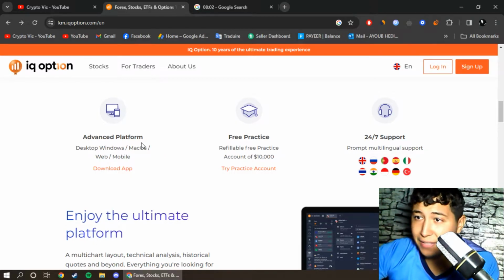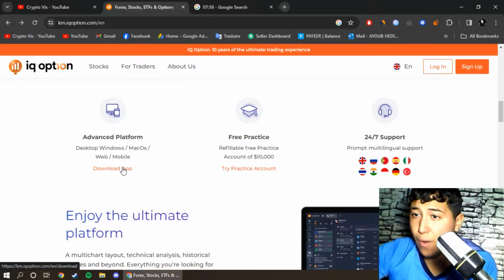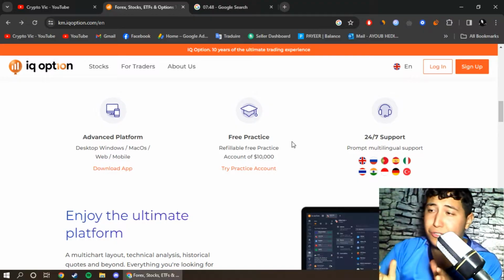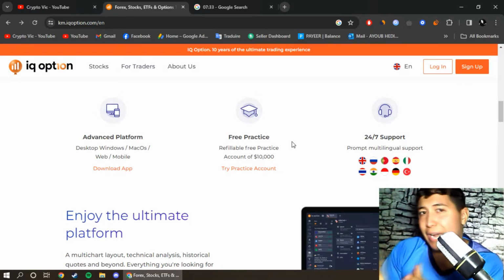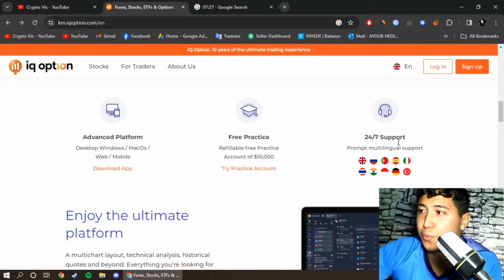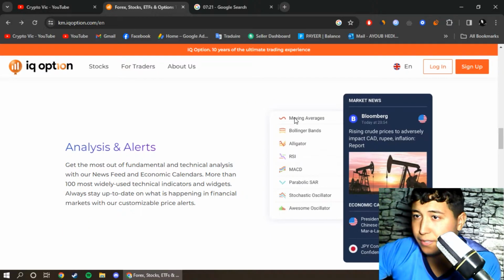And here we got the advanced platforms that you can download IQ Option on: desktop, Windows, Mac OS, web, and mobile. And here you got the free practice account. So basically on the free practice account you got around $10,000, and that's just pretty much virtual money, or maybe just say money that's going to get you ready for the real investment. So you're going to learn your strategy from YouTube, from any site, whatever, and then you just try it on the practice account so you do not lose your real money. And of course you got support for 24 hours. And here, like we just said, you got the Windows, stuff like that.